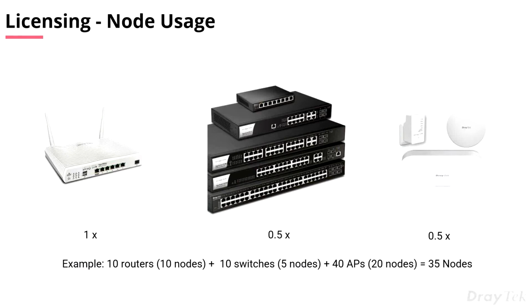Licensing is another change. So on VigorACS 2, you had a licensing based on number of nodes, and a node is one device, be it a router, switch, or access point. Change in licensing on ACS 3 is that switches and APs count as half a node. So if we just use the example I've got on screen, if you had 10 routers, 10 switches, and 40 APs, that would work out as 35 nodes in VigorACS 3, compared to the 60 it would be on ACS 2.